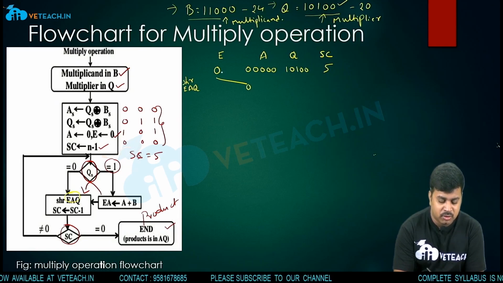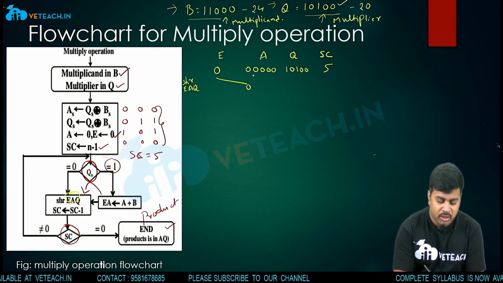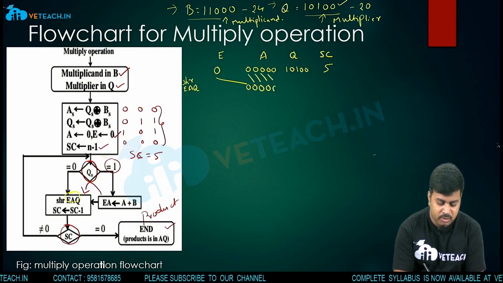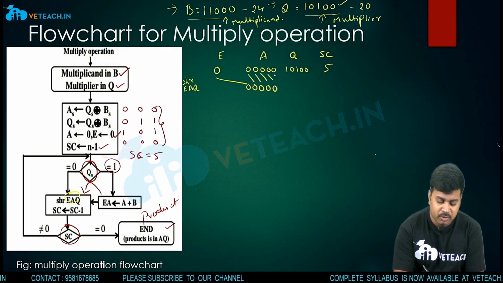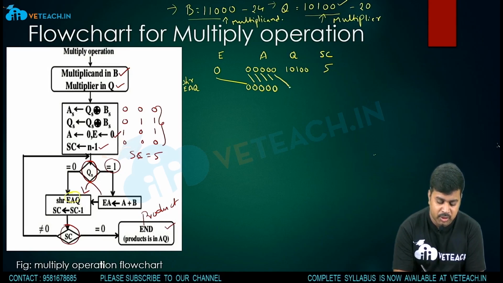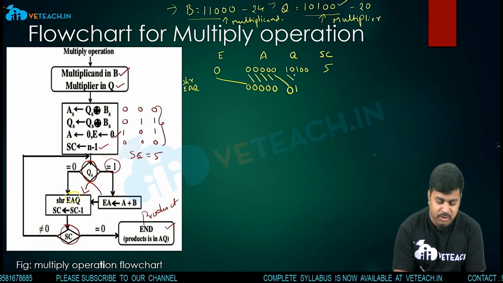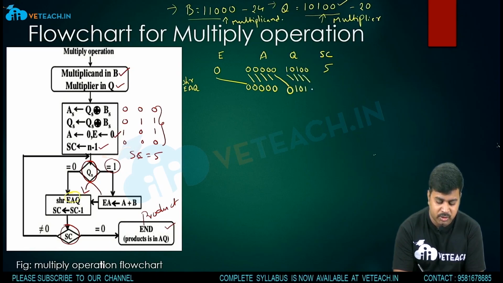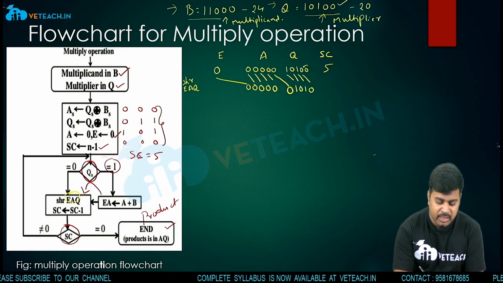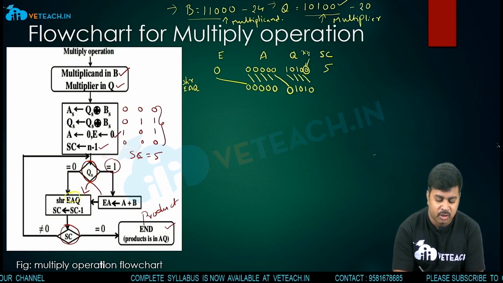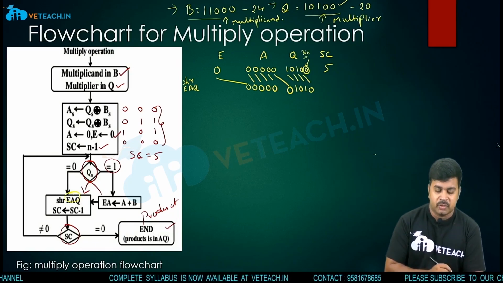This E value will be going into A, and then this value will be written like this. The least significant bit of A will go into Q, and it will be written like this, and 1 will be written like this, 0, 1 and 0. Here the last bit, nothing but the LSB of this Q, will be discarded. We are not going to consider that particular value here.